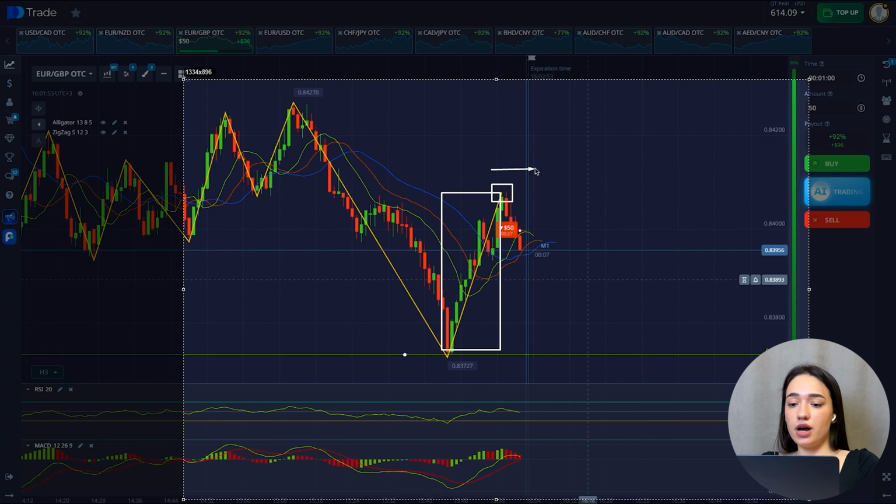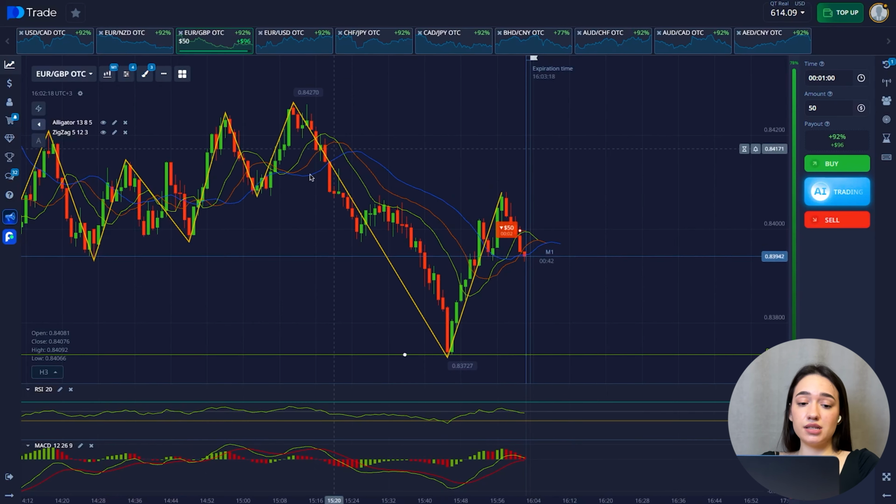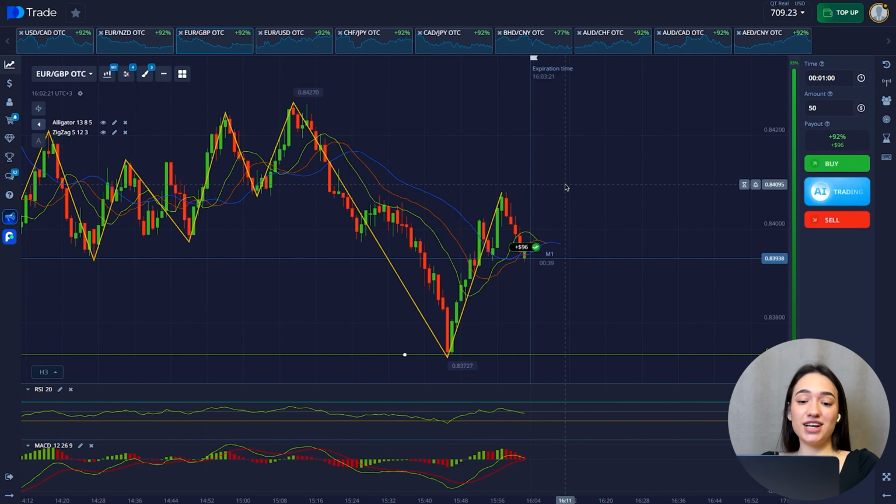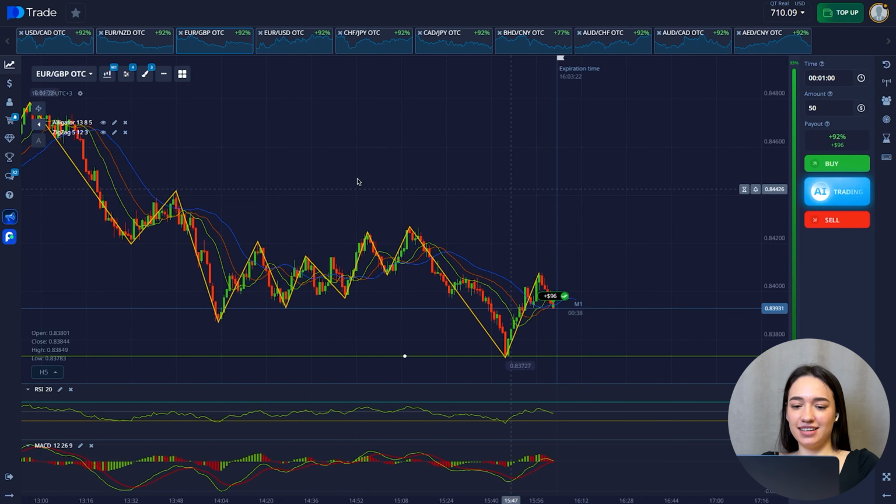We can see a reversal to the downside. And the RSI moving line crosses the middle level from top to bottom, which confirms the signal. And the trade closes in profit, so excellent, guys.